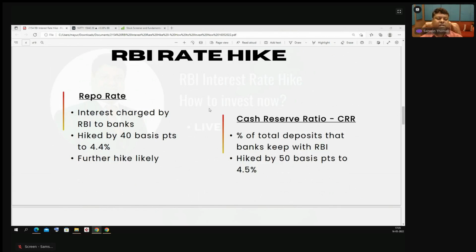We can expect a further hike in June, because the Federal Reserve of the US has already said that over the next few quarters, they will increase rates by at least 50 basis points. If the US is going to increase rates because of the inflation in their country, we will also be compelled to do so. So a further hike is likely to happen in the Indian market also. RBI is going to hike it.